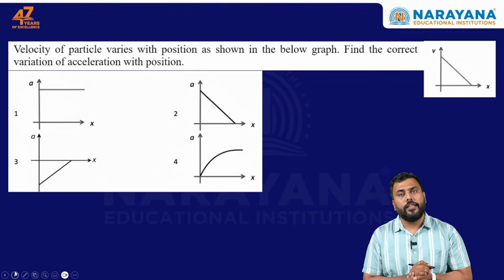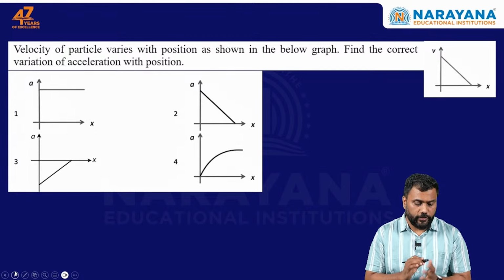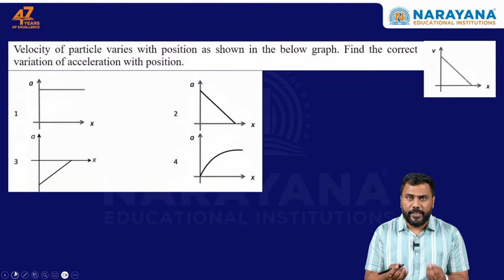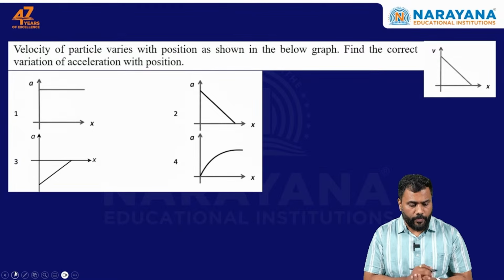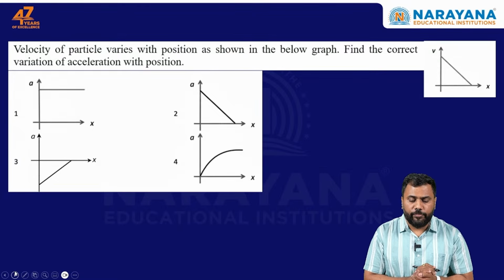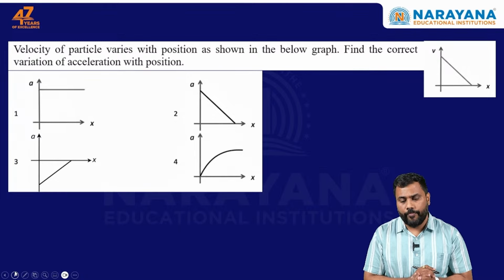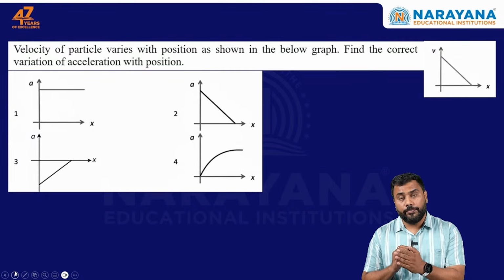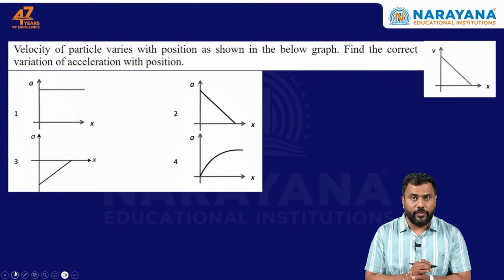The next question is a graph based question, which does not involve any big calculation, and any student who knows the basics of kinematics will be able to do it. The velocity of a particle varies with position as shown in the below graph. Find the correct variation of acceleration versus position. There is a velocity versus position graph given to us, and we have to convert it into acceleration versus position.